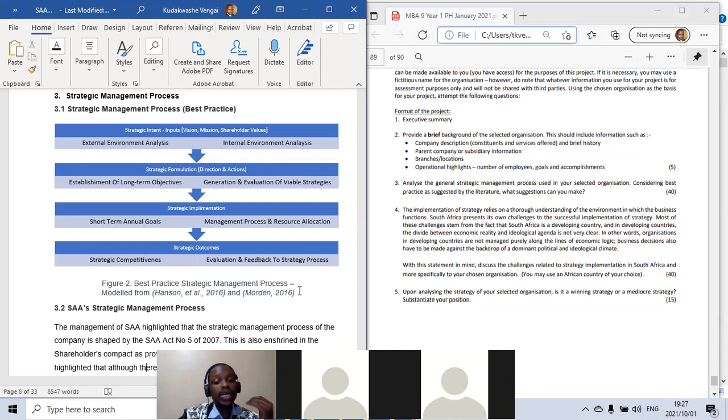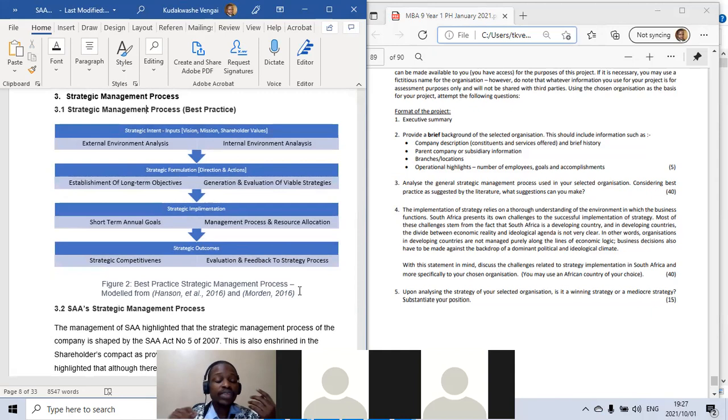So for me, you can see over here, what I did is I started with the best practice, i.e. the normal strategic management process that we expect an organization to undertake. If you've read your study module, I'm sure you've already seen that when you're doing your strategic management process, there are basically about four aspects that you are looking at.